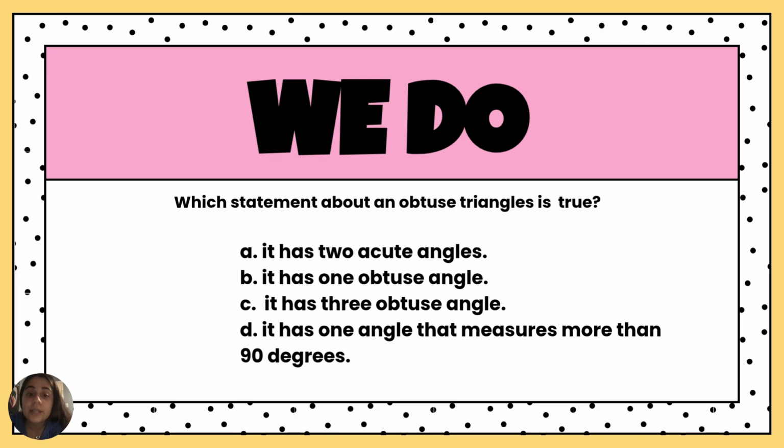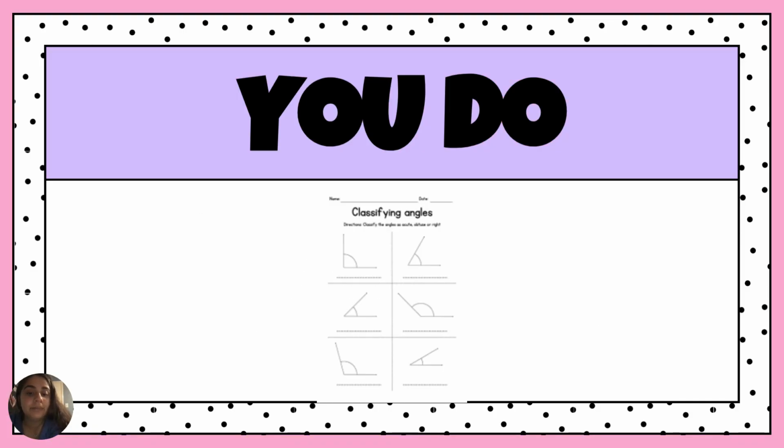B, it has 1 obtuse angle. Nope, it doesn't. C, it has 3 obtuse angles. Nope. D, it has 1 angle that measures more than 90 degrees. Yeah, that is true. We know that obtuse means obese. Obese means more than 90 degrees.